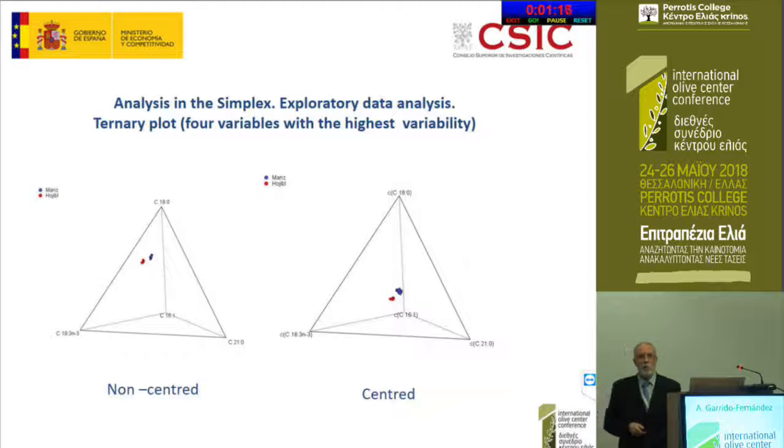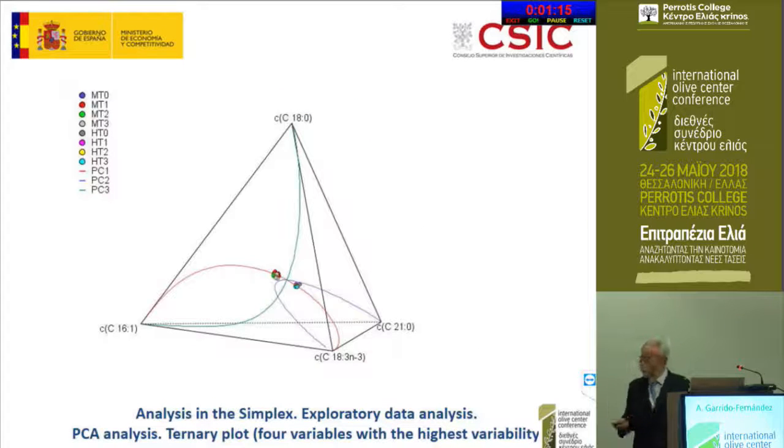We also can perform principal component analysis in the simplex, and it is interesting for looking for any linear relationship between composition. In this case, it is clear that the composition of manzanilla and hojiblanca follow a linear relationship following the trend of PC1.